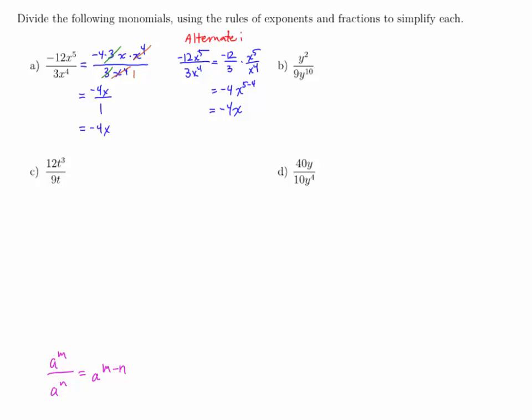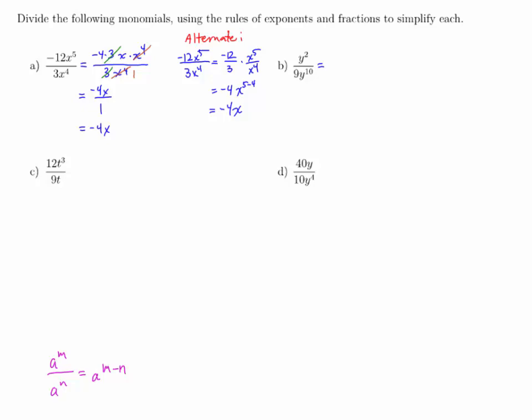So looking at b, we have y squared over 9y to the 10th. And again, I'll demonstrate each of these. If we look at y squared and y to the 10th, y squared's in the numerator, y to the 10th is in the denominator. So we know that we should have a variable in the denominator when everything is fully simplified.